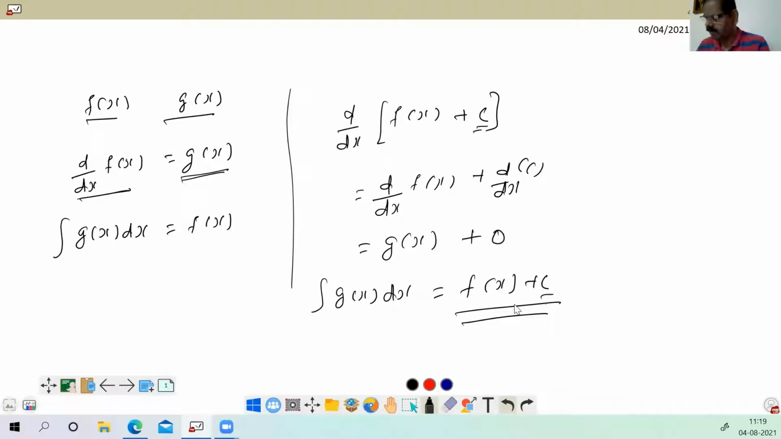In the case of a definite integral, that is integrals of the form a to b f of x dx, these types of integrals are called definite integrals. We need not put any constant here because we are going to get a definite answer. That is why it is called a definite integral.